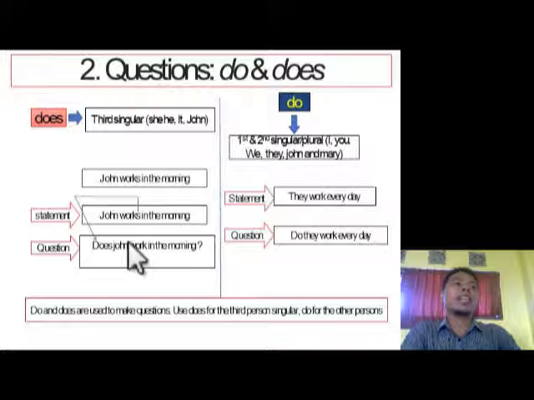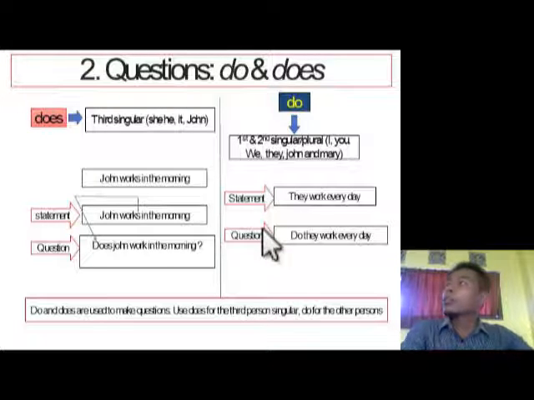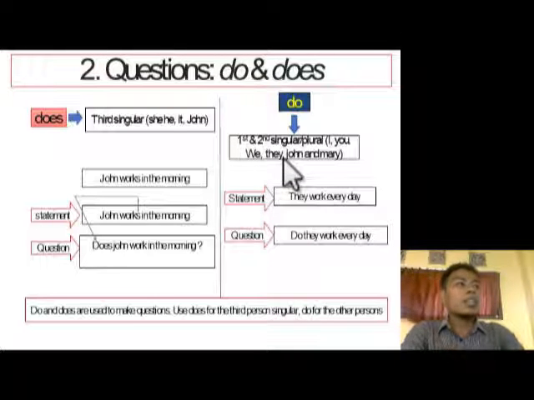Ya, itu kalimatnya salah karena sudah kita menggunakan does, verbnya kembali ke verb biasa, verb semula. Okay, the second one, using do in questions. Do is used to ask the activity of a person other than the third singular person, di luar dari third singular person.